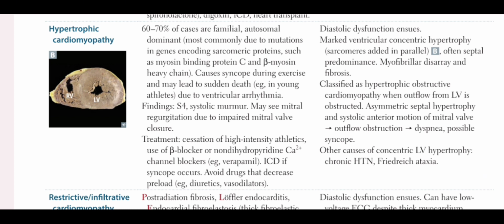Hypertrophic cardiomyopathy results in diastolic dysfunction. There is marked ventricular concentric hypertrophy, that is, the sarcomeres are located in parallel. There is often septal predominance.